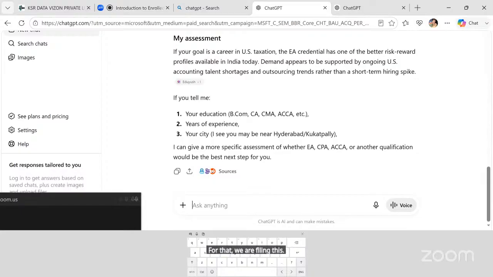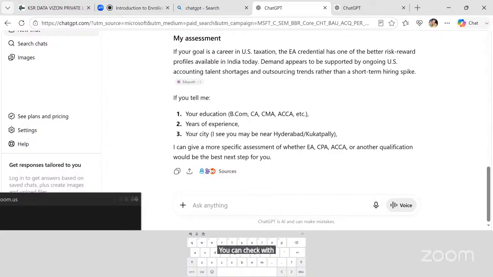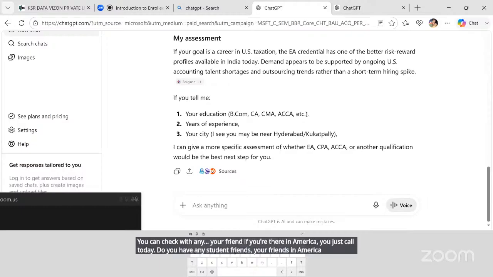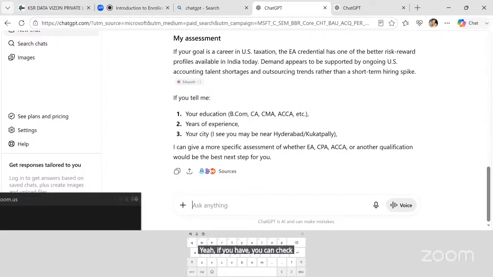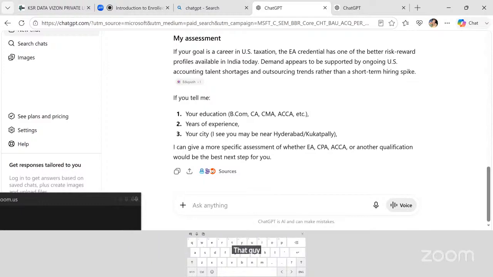Any of your friends settled in the US, you just call him today and ask who is filing your taxation. 100% Indians are filing the tax for American people, sir. You can check with any friend if they're in America. Do you have any student friends in America? If you have, you can call them and ask how they are paying tax every year, who is helping them. That person is in India only.